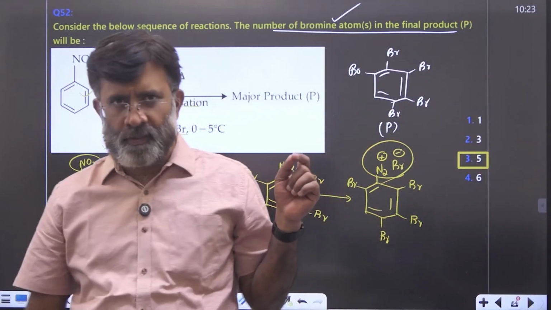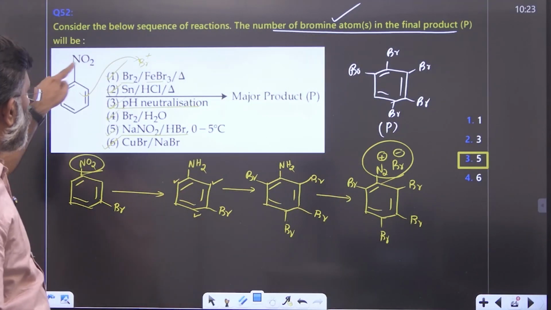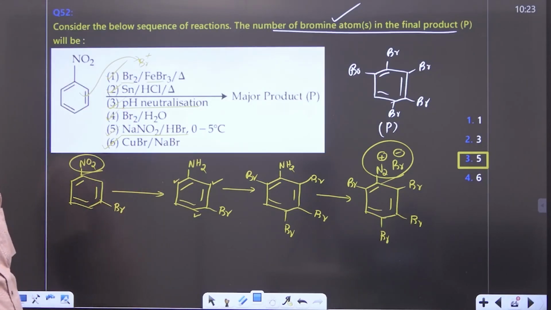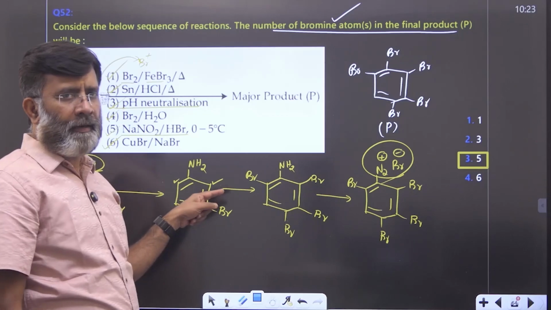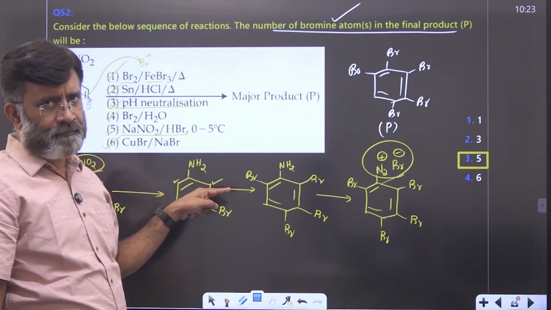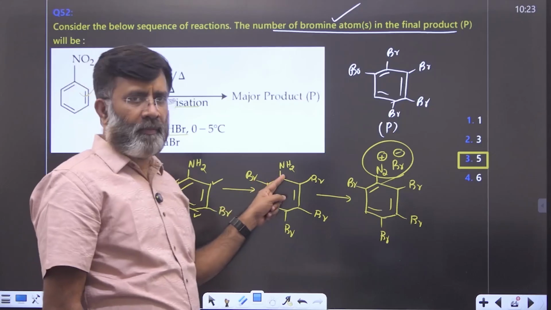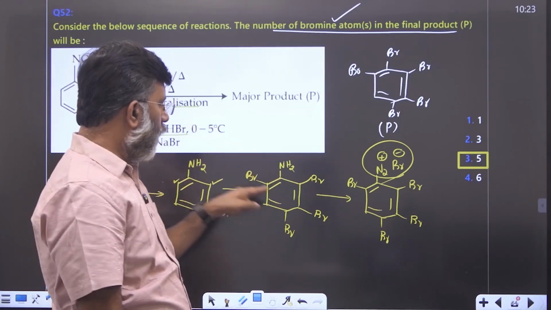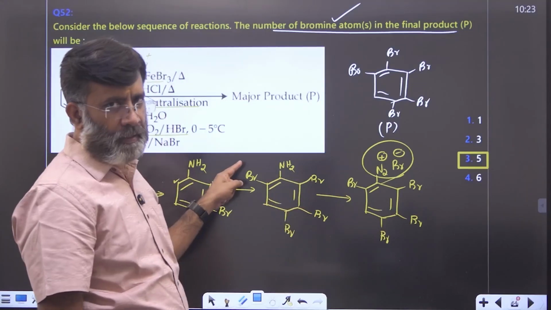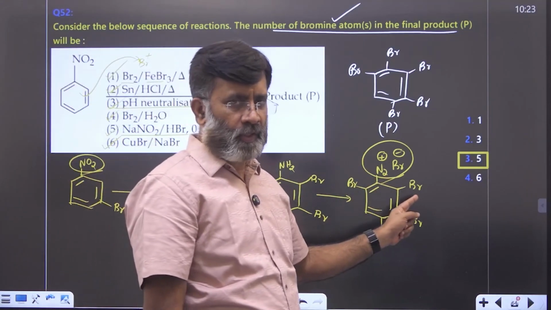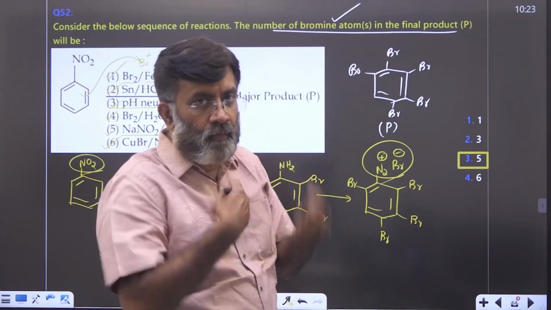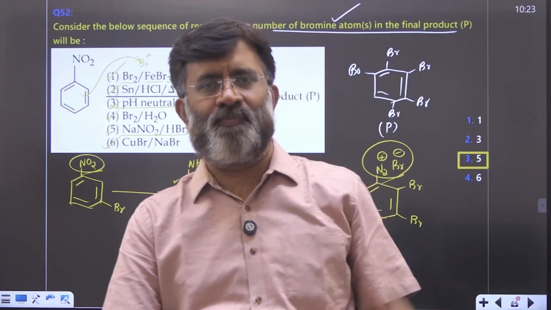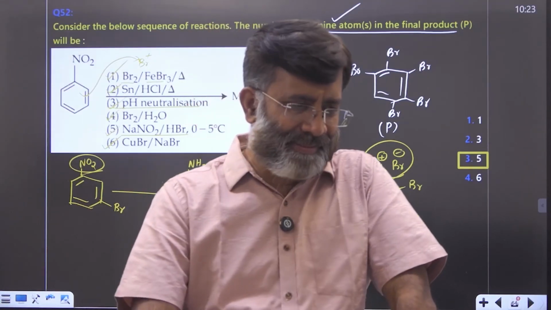Okay, I repeat. We start with nitrobenzene. Nitrobenzene bromination, you get meta-bromo-nitrobenzene. And then reduction to aniline. The nitro group is reduced to the amine. And then we have bromination once again, 2,4,6 tribromo substitution, we know. So already one bromine is here, 3 more bromines come. And then diazotization. And then Sandmeyer's reaction, 1 more bromine comes. So the total bromine at the end is 5. Okay. Yes. Next question.